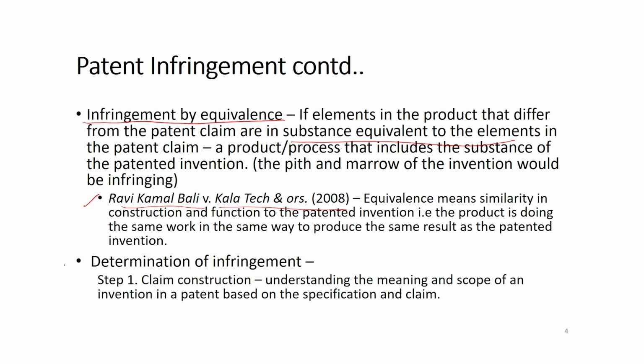How do we determine infringement? There are 3 steps. Step 1 is called claim construction. Claim construction, we are interpreting the claim of the plaintiff. And how are we interpreting? What do we achieve by interpreting the claim of the plaintiff? We try to understand the scope of the invention.